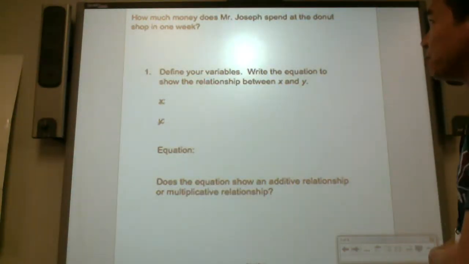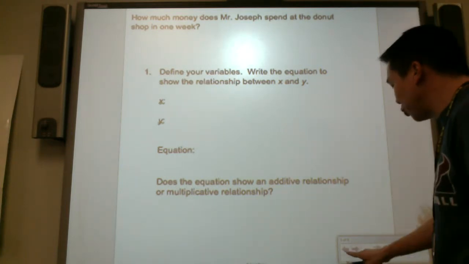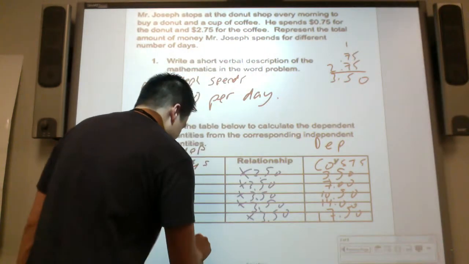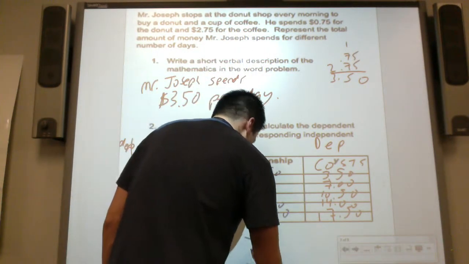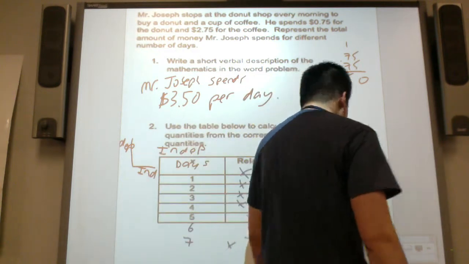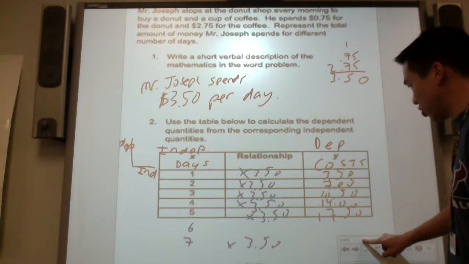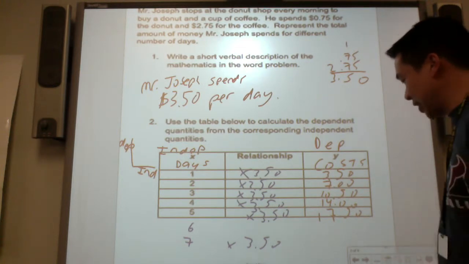Next one. How much money does Mr. Joseph spend at the donut shop in 1 week? Let's go back. How many days are in a week? 7 days. So there's 7 days, and he spends $3.50 each day. You can continue with this pattern if you want to, or if you want to just multiply by $3.50, that's cool with me.